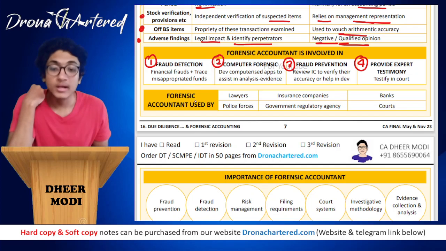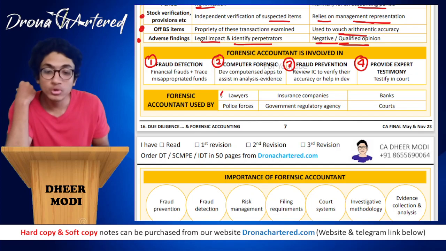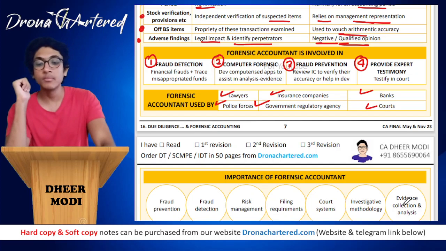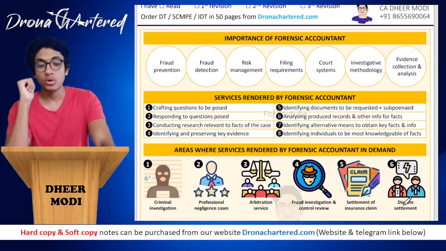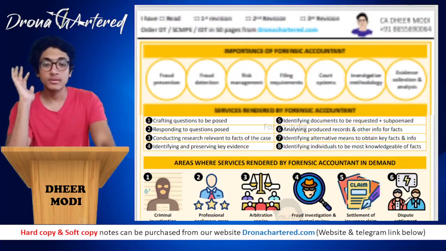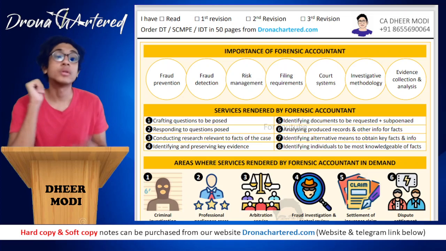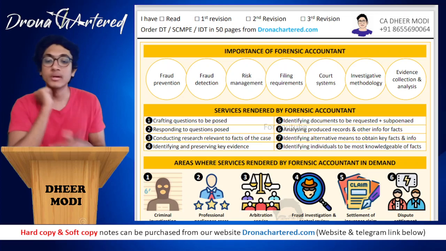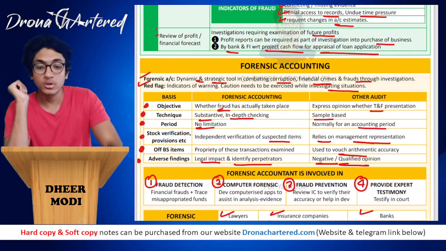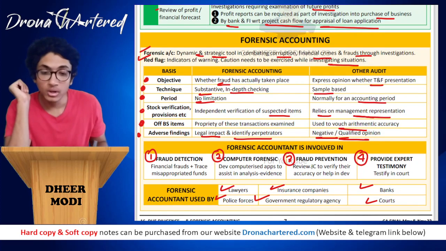Now, forensic accountant is used by whom? It is used by lawyers, insurance companies, banks, courts, government bodies, and your public forces. Your forensic accountant is used by these parties. And now this is our last page of the chapter, the importance of forensic accountant. Importance of forensic accountant is fraud prevention, fraud detection. If you see over here also, these were the same points: fraud prevention and fraud detection.